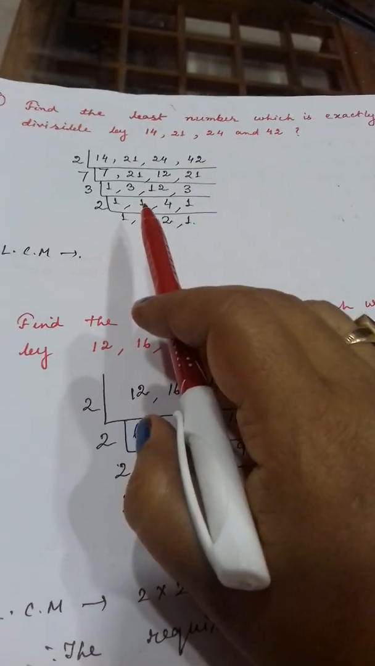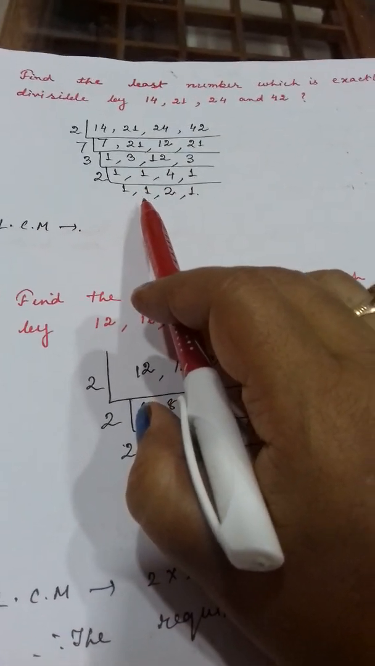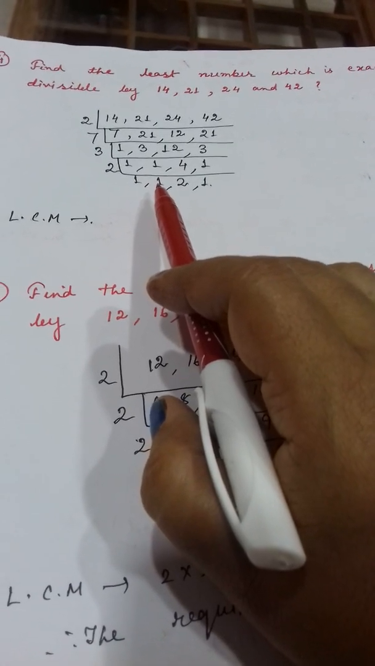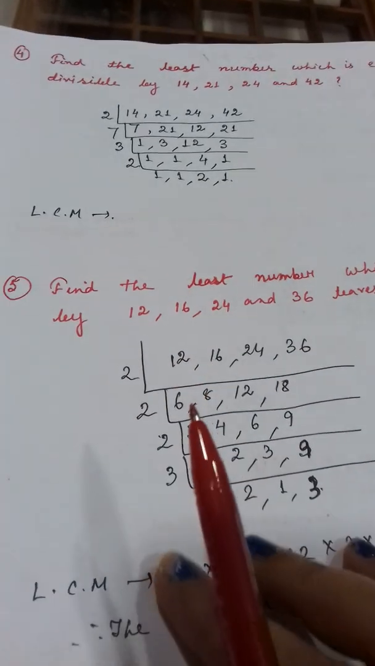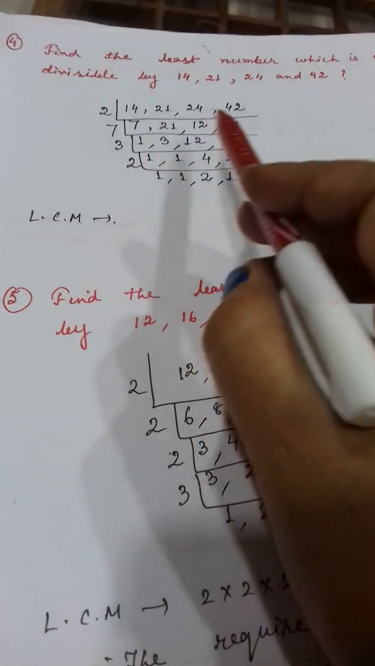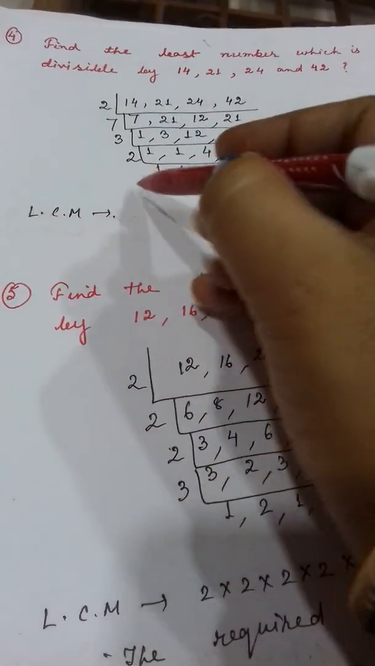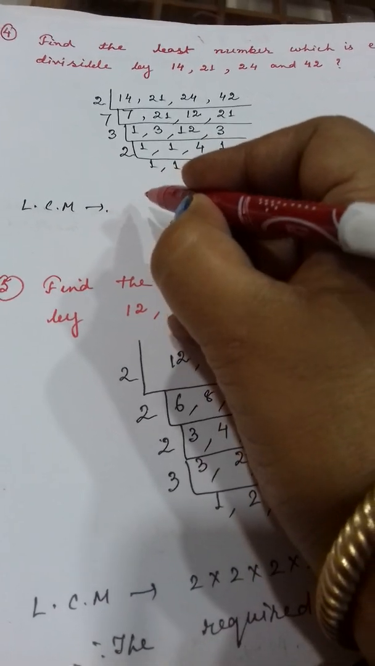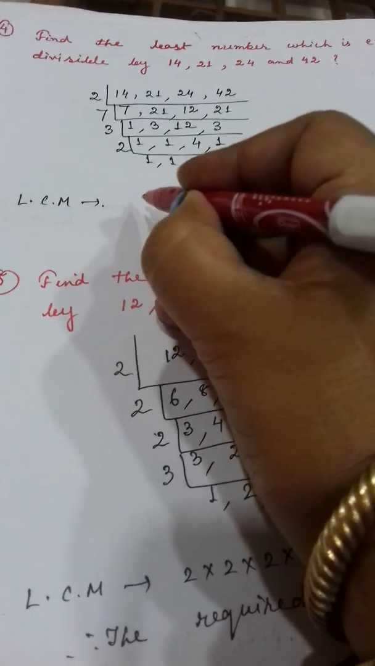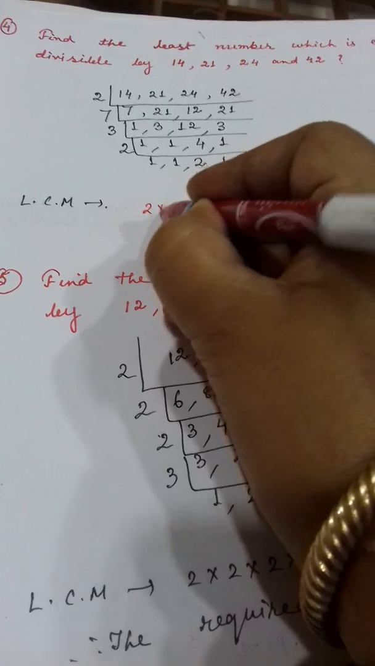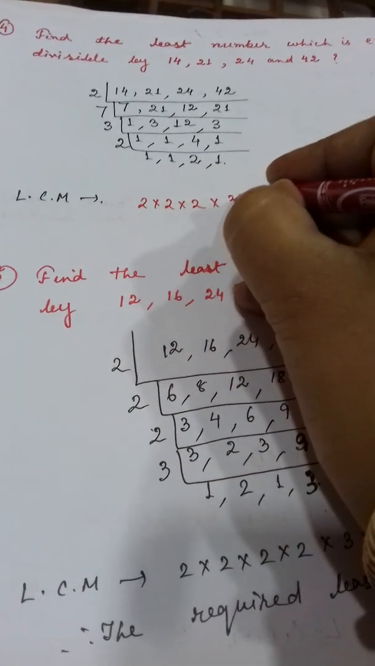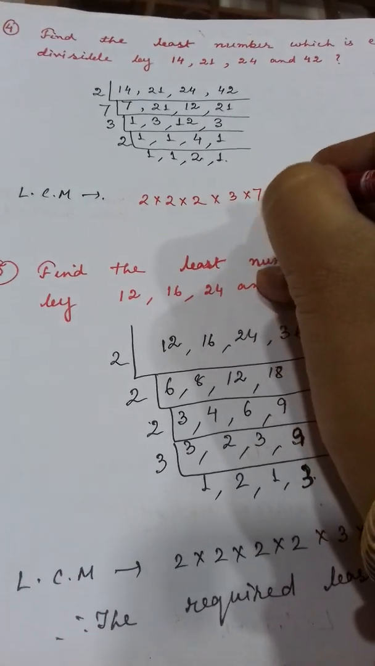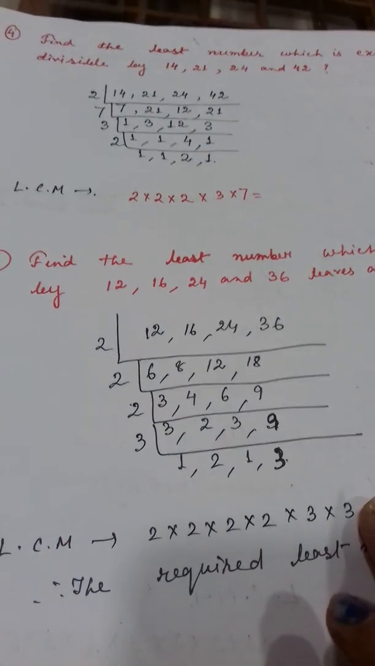So here I have applied the common division method. I told you, in a word problem when you have to find the LCM, always apply the common division method. Clear? So after finding the common division method, now you write down the LCM. It will be in ascending order. How many 2's are there? 3 2's, 1 3 and 1 7. Then you will multiply.